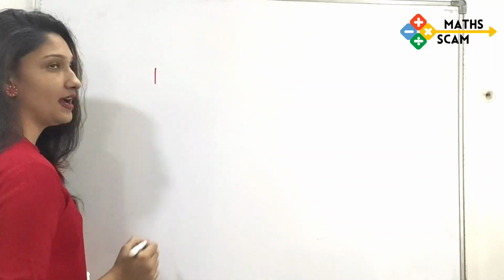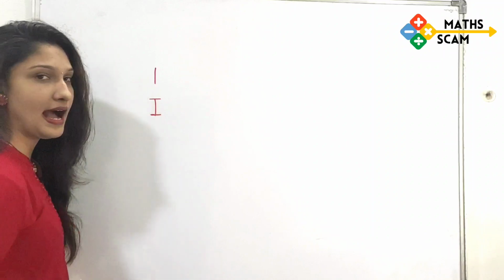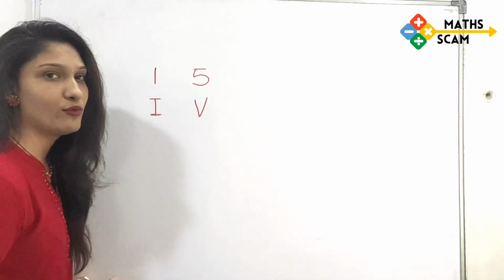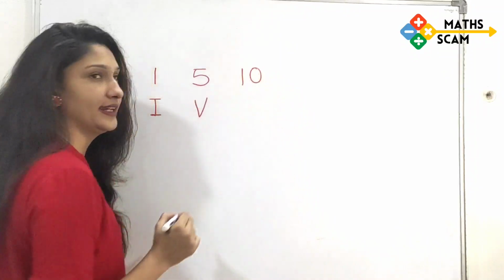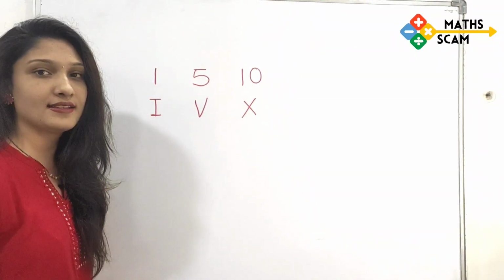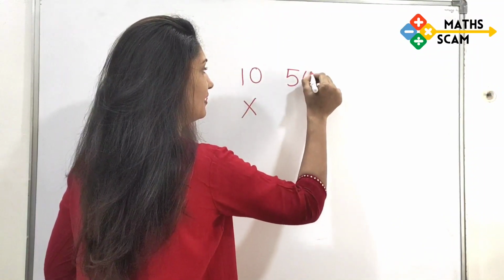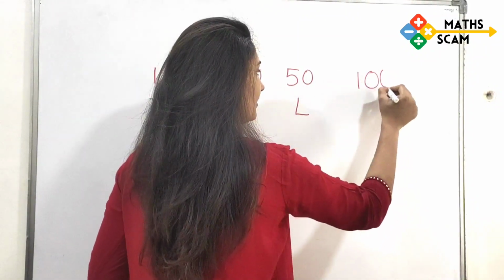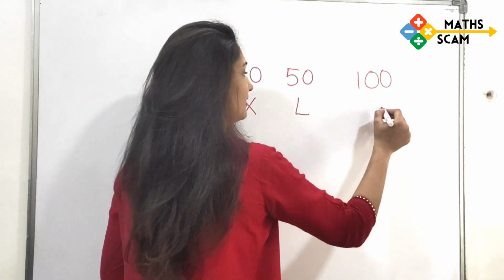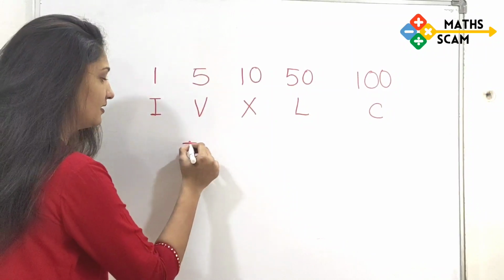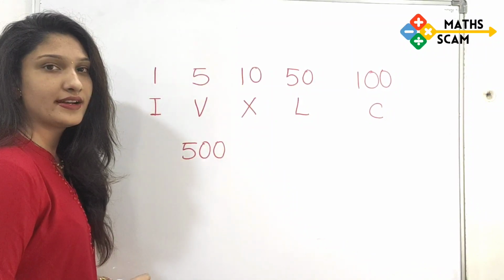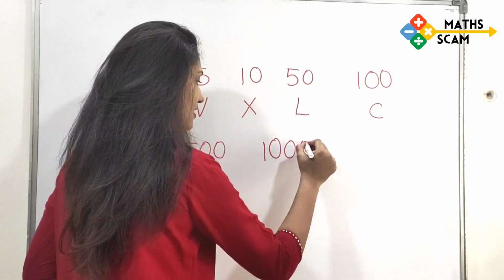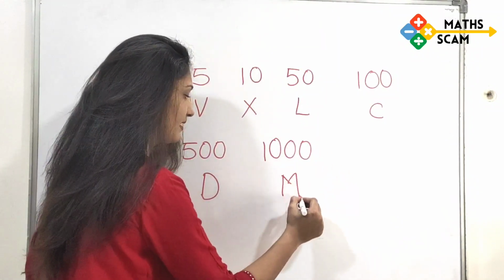Let's see. First, 1 is written as I. 5 is written as V. 10 is written as X. 50 is written as L. 100 is written as C. 500 is written as D. 1000 is written as M.